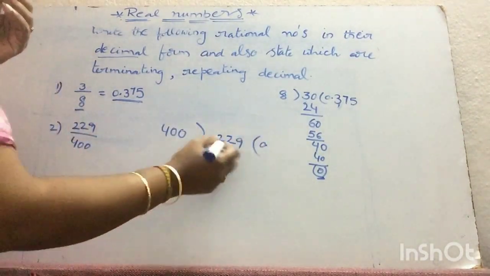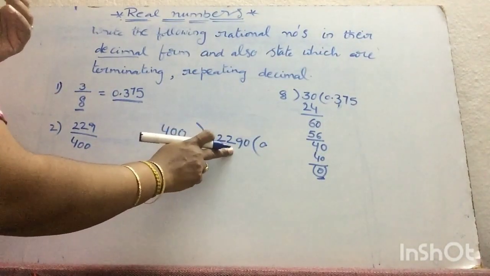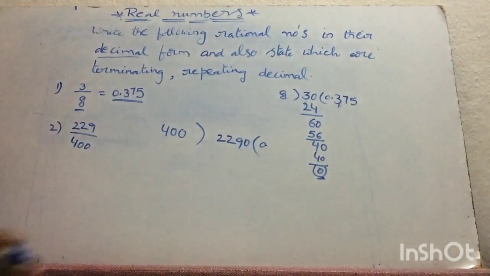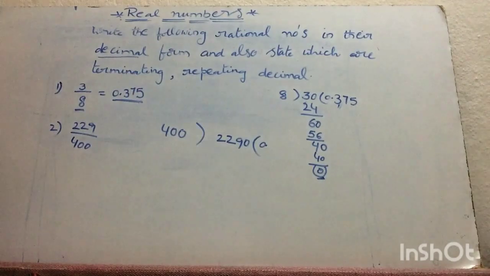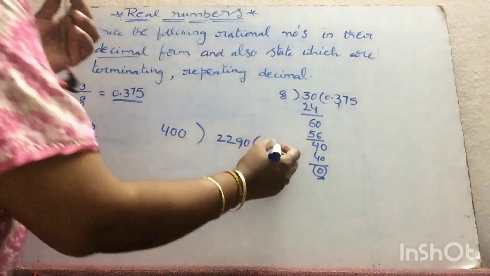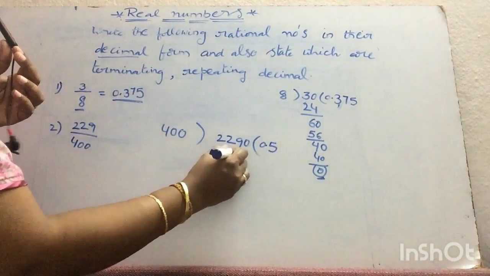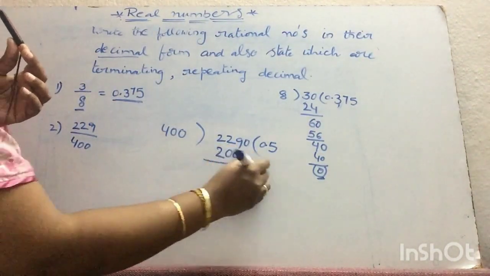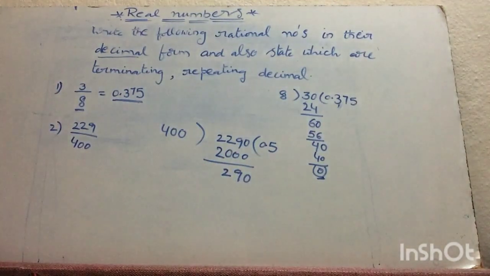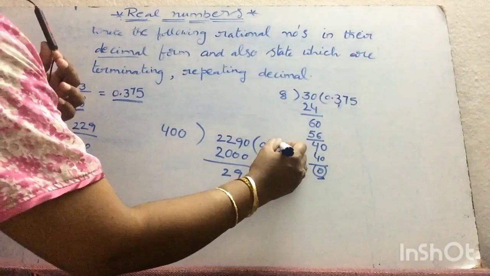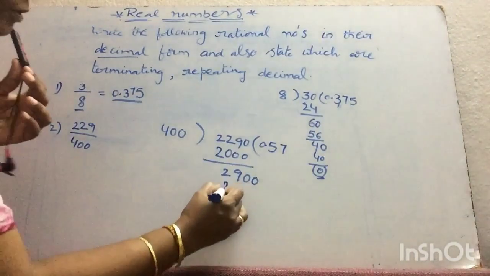I put 0 because 229 is less than 400. That's why I put the decimal point and 0. So 4 times 2000, then we will get 2900. Next, 7 times. I put 0 again. 2800.